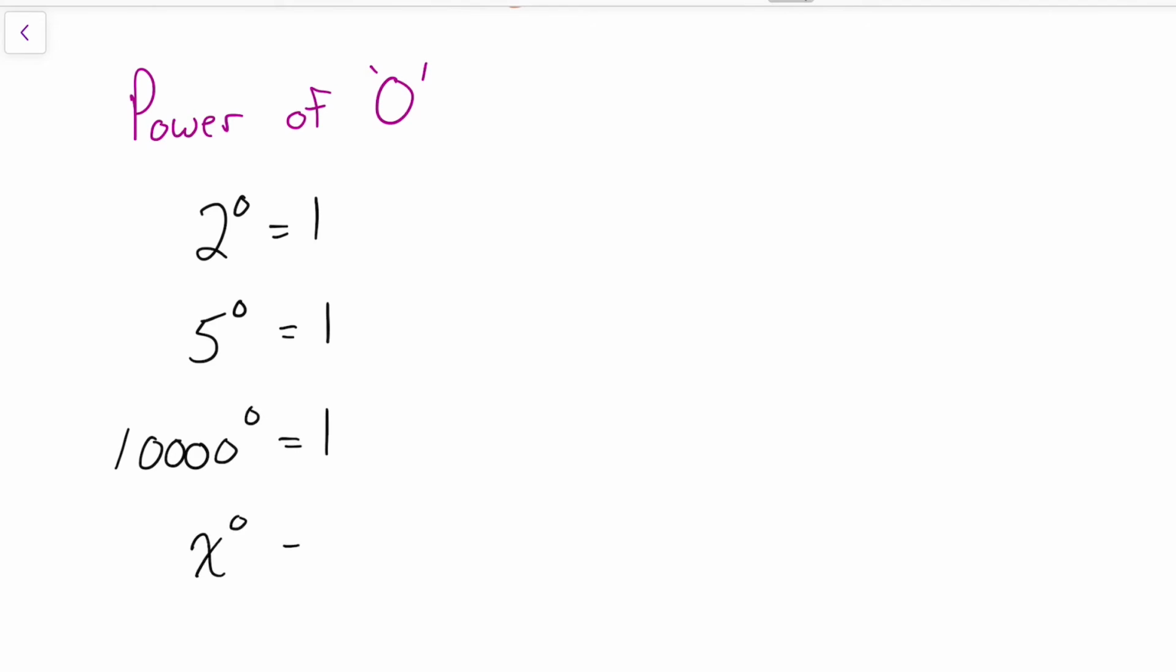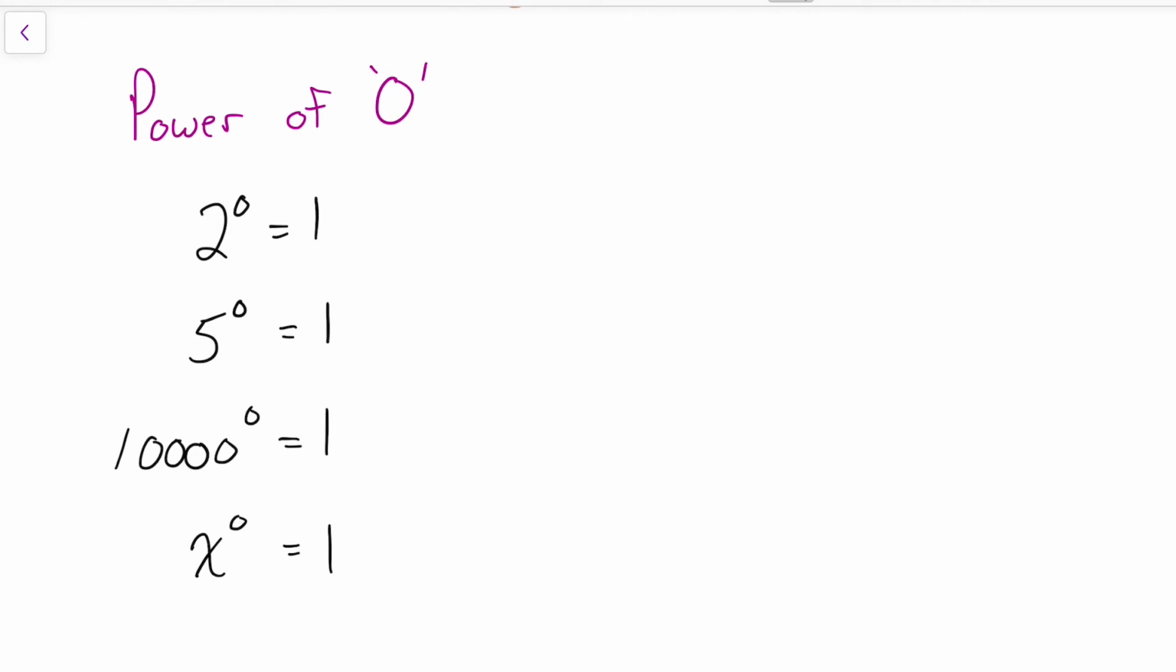Next, we're going to look at any base raised to the power of 0. This might be the toughest to comprehend, but it's actually the most straightforward rule, because anything raised to the power of 0 is 1. Whether it be 2 to the power 0, 5 to the power 0, 10,000 to the power 0, or just the general term x to the power 0, we're always going to end up with the value of 1.